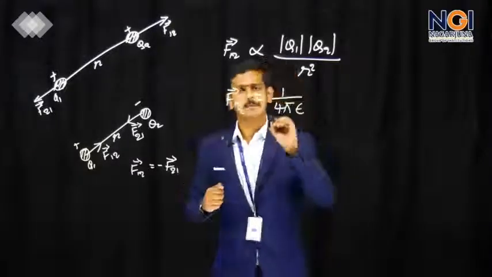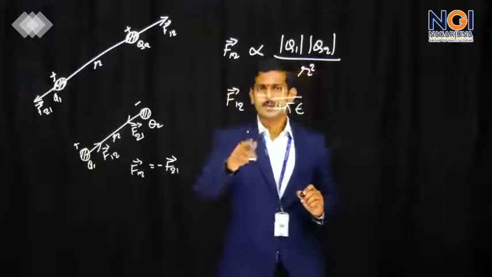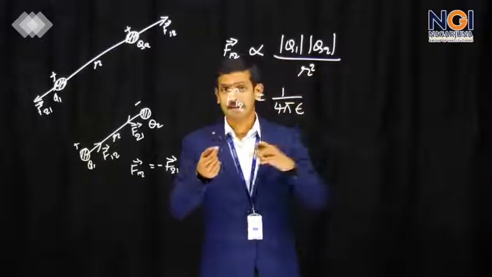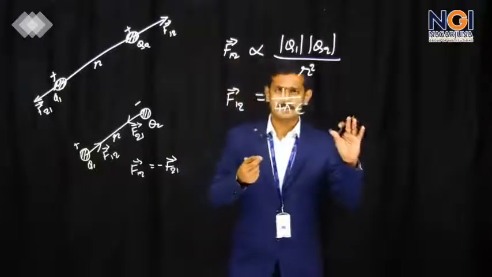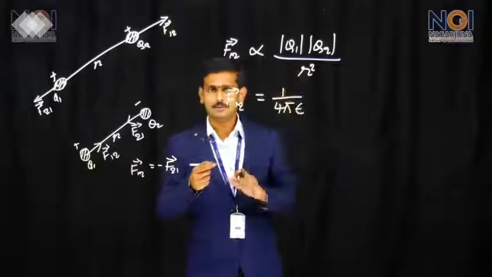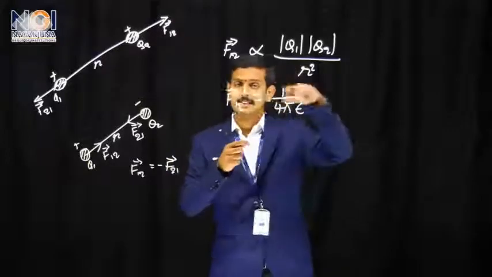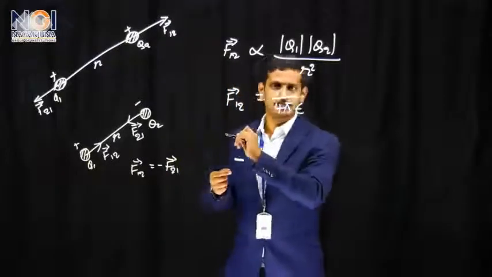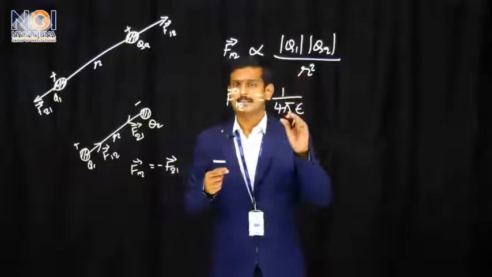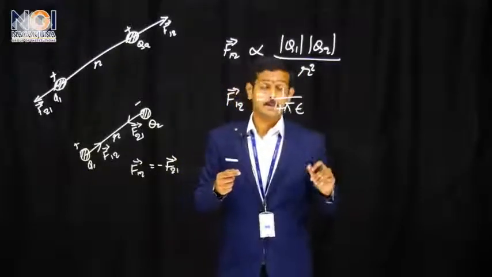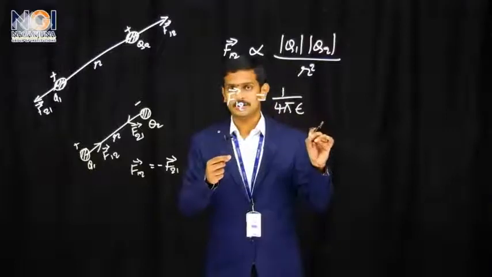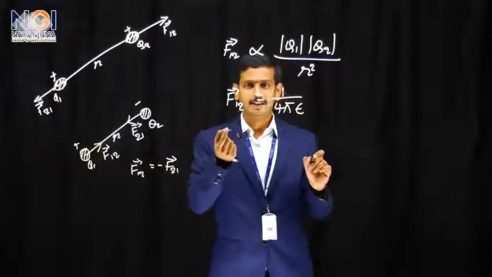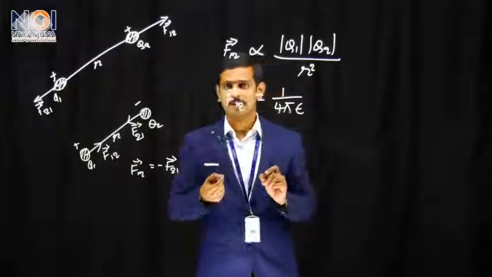Why am I taking 1 by 4 pi epsilon only? Because the charges we are taking are in a three-dimensional space. If it is two-dimensional, the total angle we get is 2 pi, but if it is three-dimensional space, then the angle will be 4 pi. And why am I taking epsilon? Because epsilon is the permittivity of the medium. Which medium we take the charges in plays a major role here. As we are taking air, the epsilon value is going to change based on that.